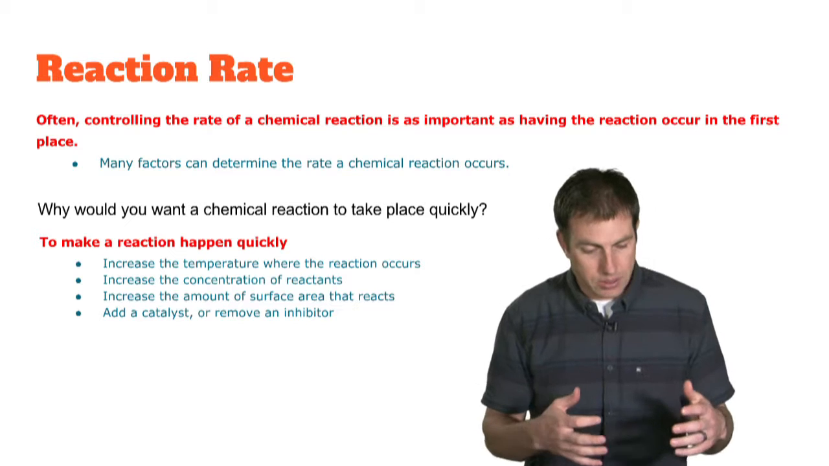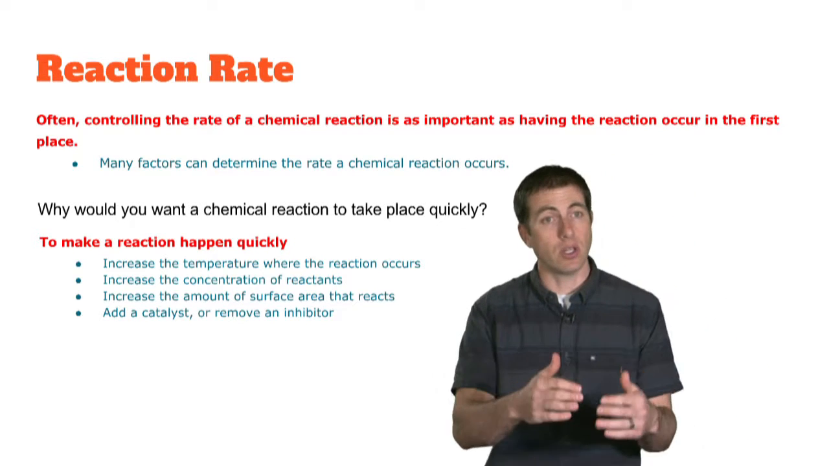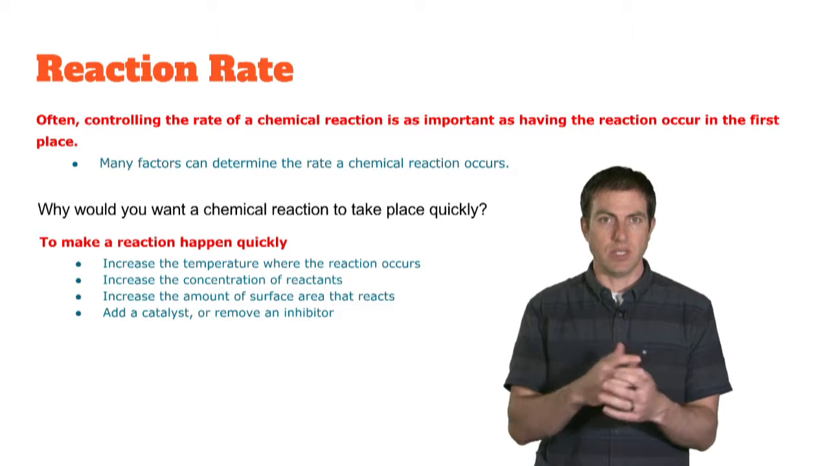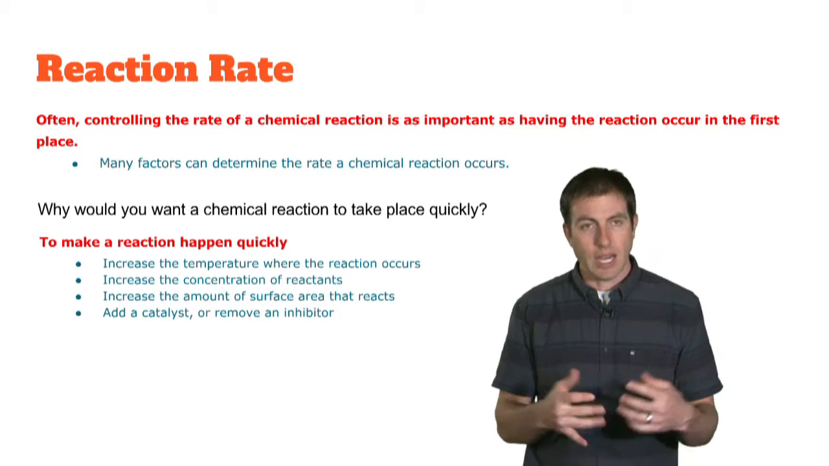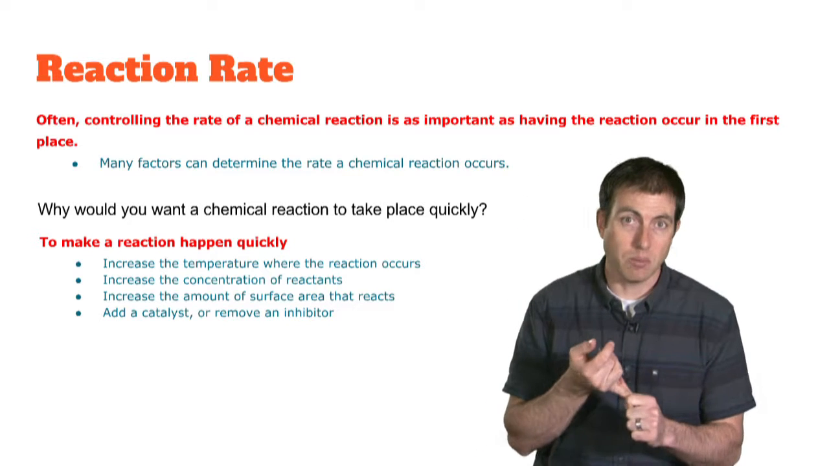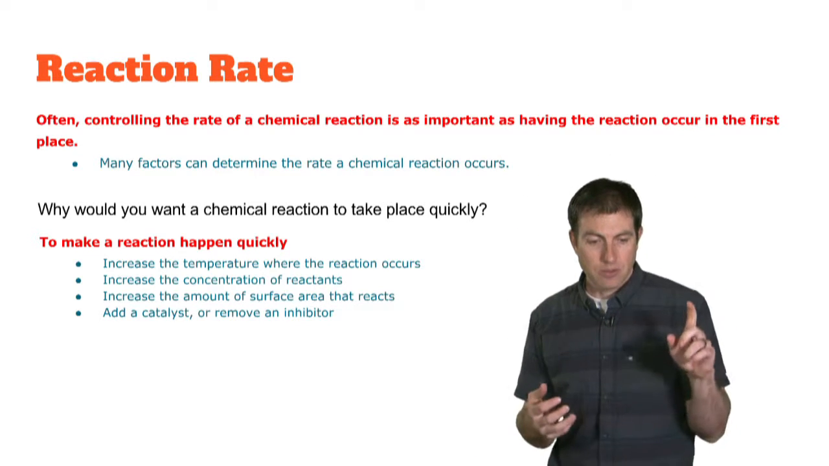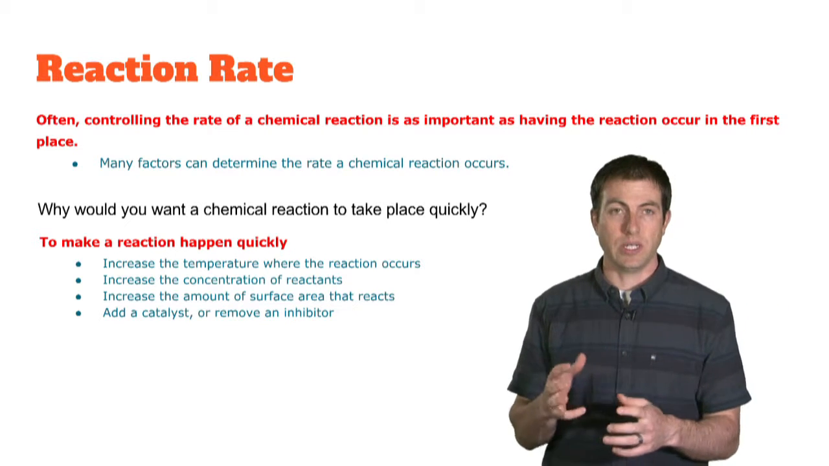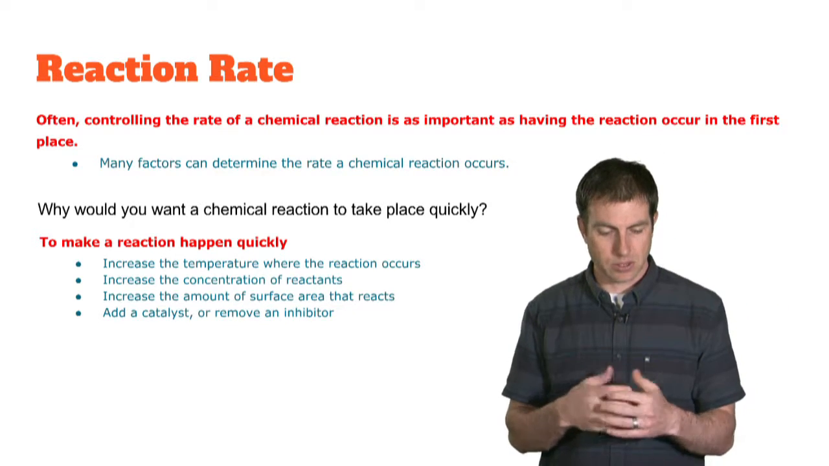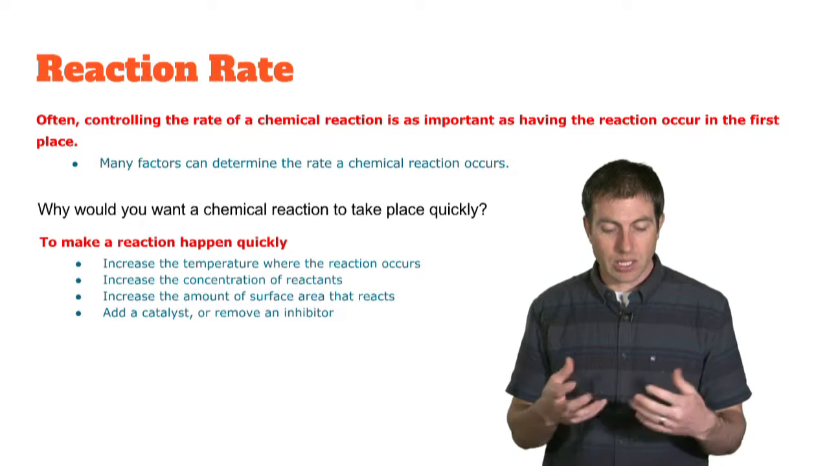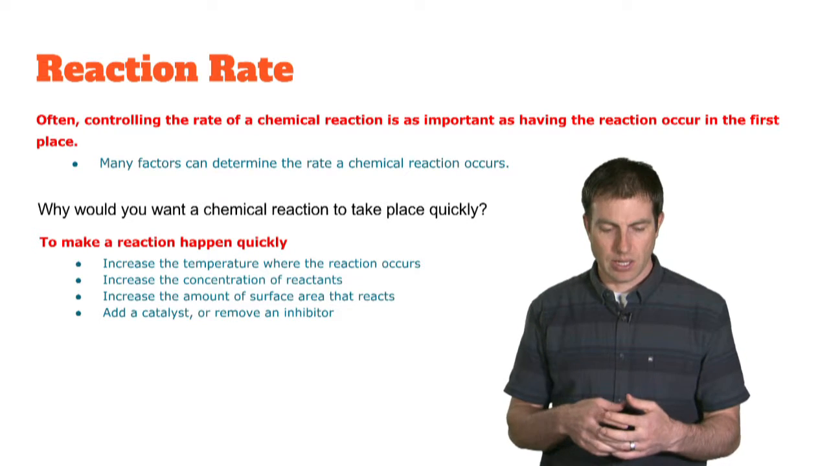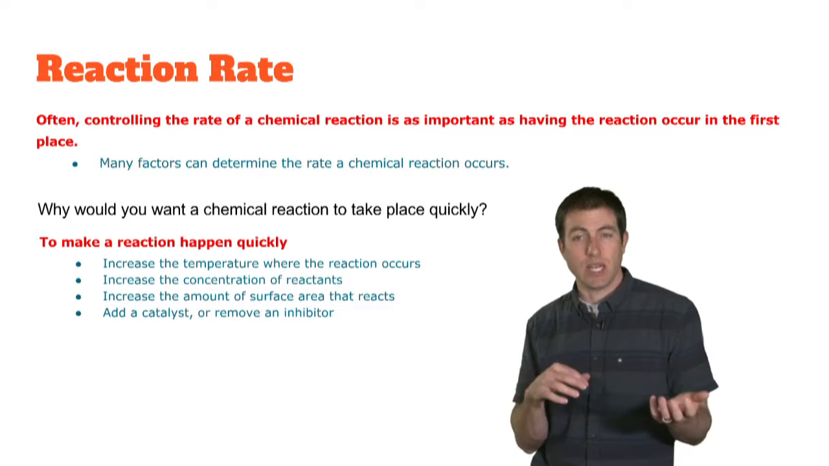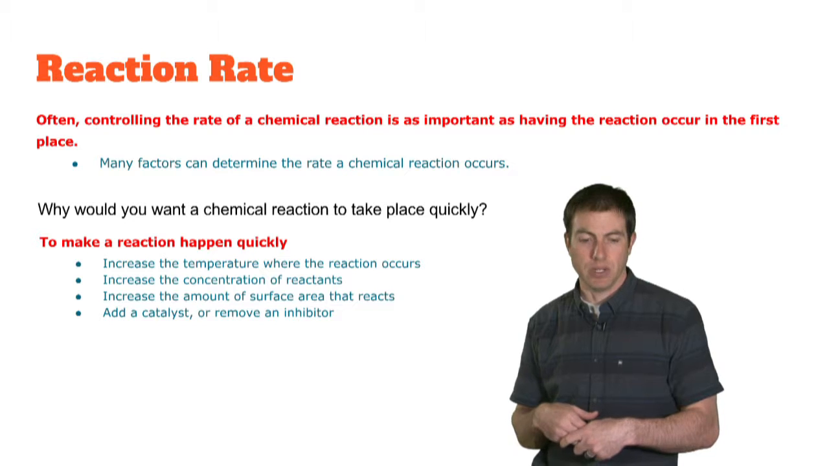So to make a reaction happen quickly, we're going to look at all of these in depth. And the opposite is true of each of these, but just to get you started, if we increase the temperature, the reaction will happen faster. If we have more concentrated reactants, it should happen faster. We can increase the amount of surface area, and then we can add a catalyst, or the opposite of adding a catalyst is something called an inhibitor.